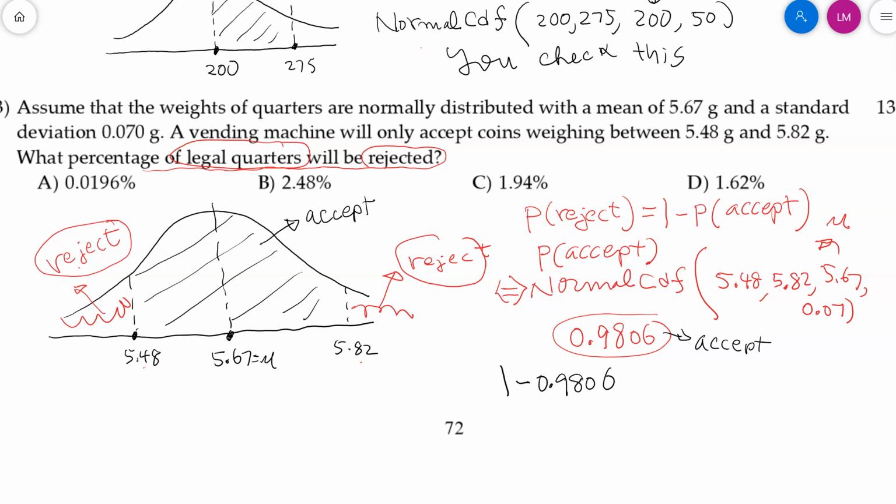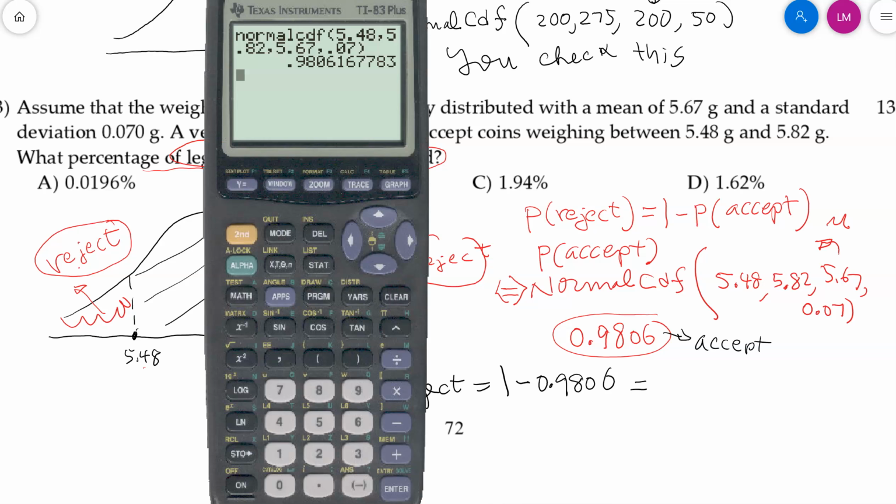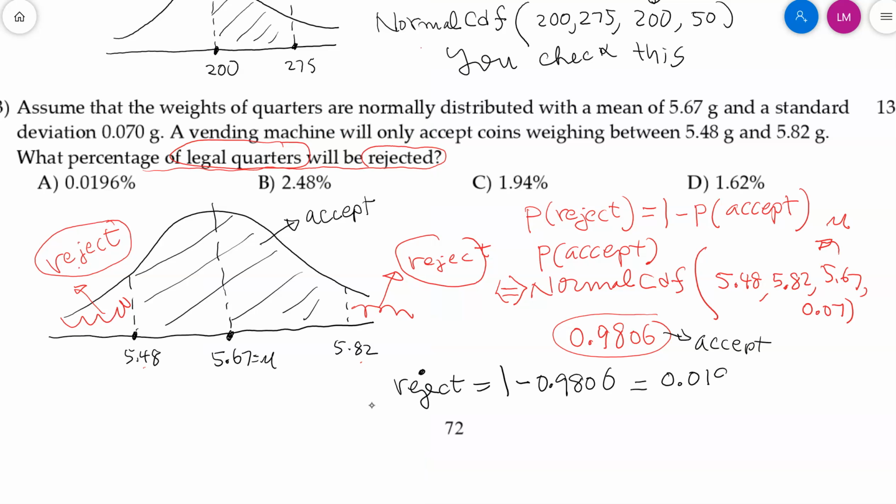So reject is this. Put that in your calculator: 1 minus 0.9806. I get 0.0194. Now in percent, you move 2 places to the right. It is 1.94%. We have 1.94%, C. Okay. Thank you.